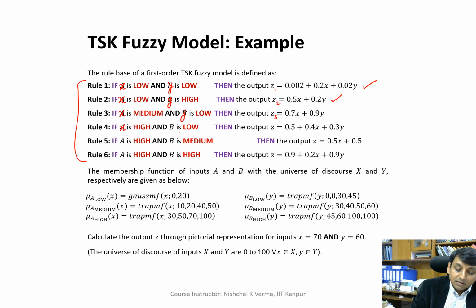For the fourth rule, x is high and y is low, then the output is Z4. Similarly, rule number 5 has x is high, y is medium, then the output is Z5. Rule number 6 has x is high, y is high, then the output Z6 is given by this expression.